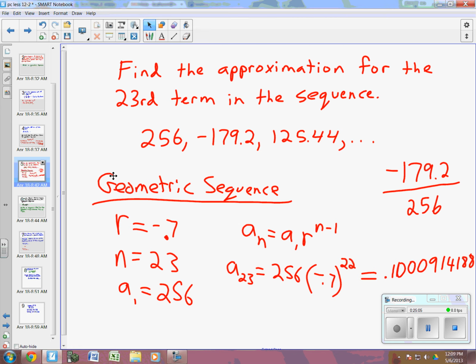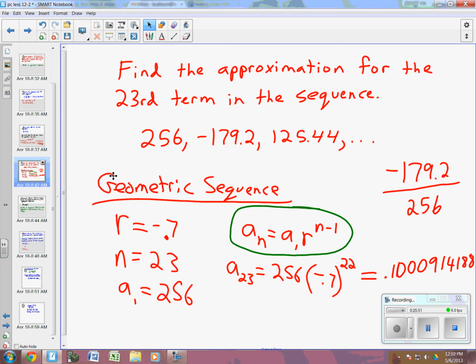So a sub n is this number right here. In other words, the 23rd term is 0.10009141188. A sub n stands for the number of the term we're looking for, the 23rd term. This formula that I circled in green is called the nth term formula for geometric sequences. If I ask for the 23rd term like I did in this one, that's the formula I'm going to use. Is that what your question is, Easton?